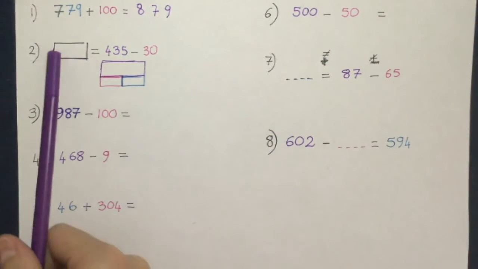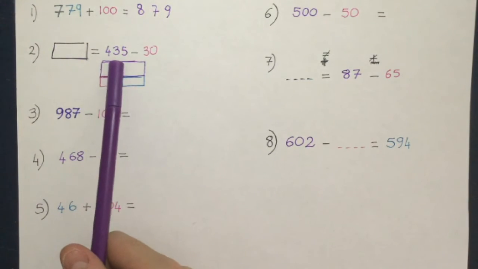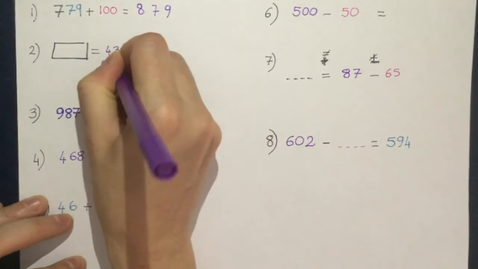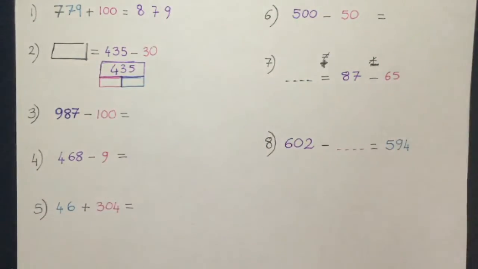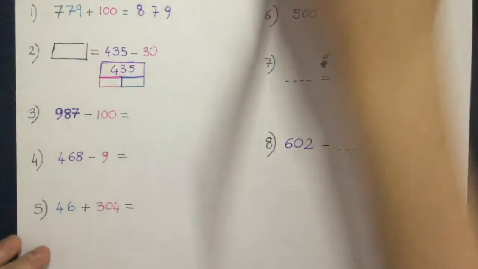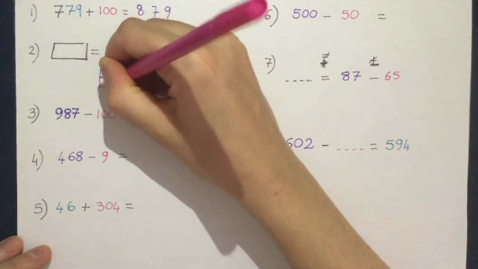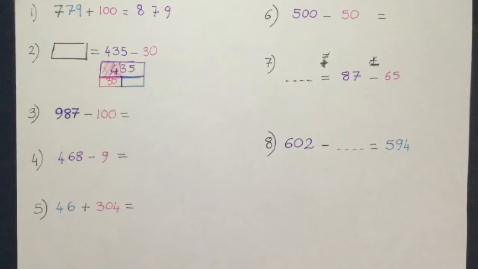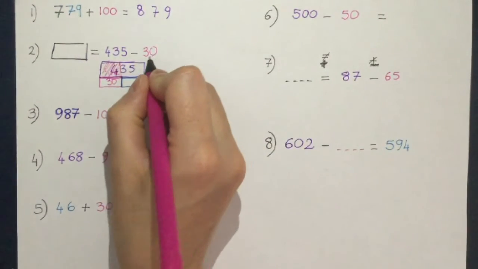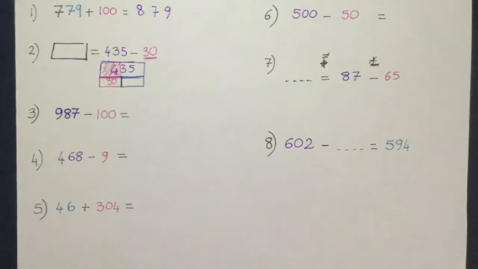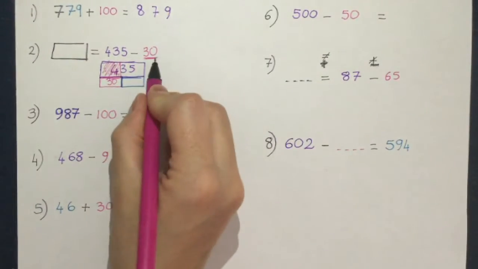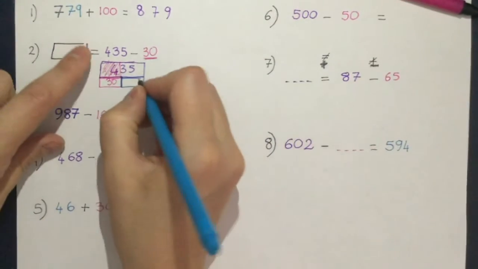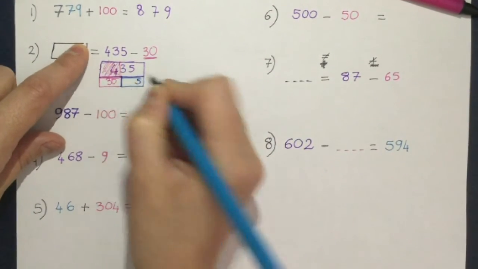Second one, we have something equal 435, take away 30. So we have a total 435, we have something, and we take away 30. So we take away that part of it. So we will have something less. Now, if I see that this is once again a multiple of 10, do I change the ones? No, I don't change the ones. The ones stay as they are.